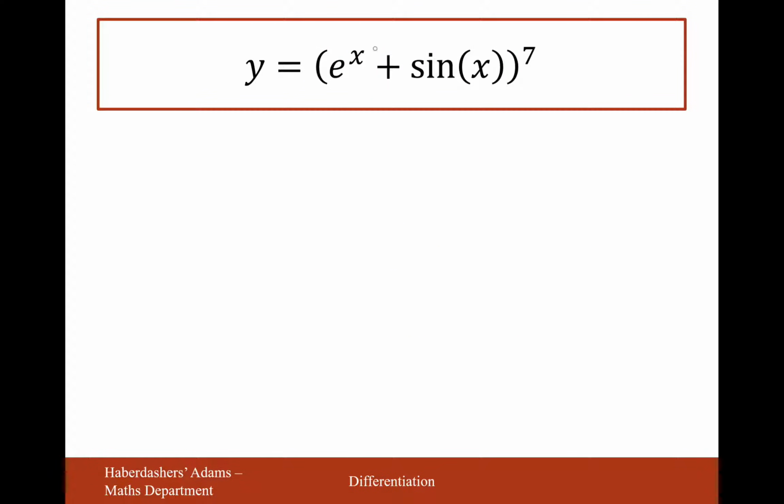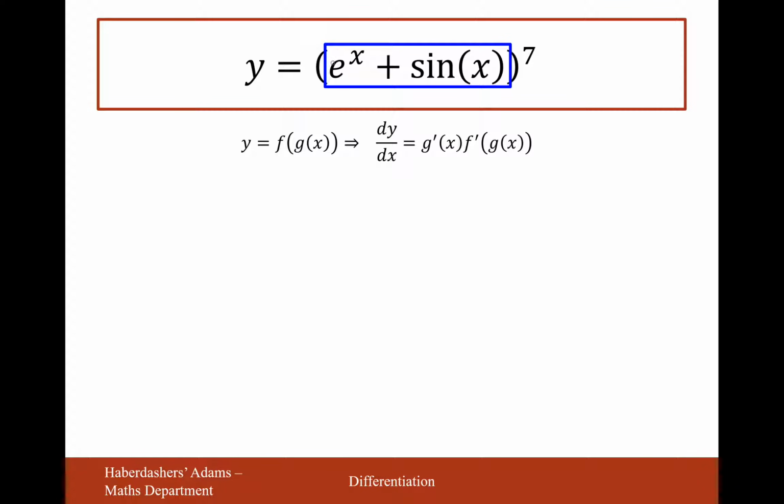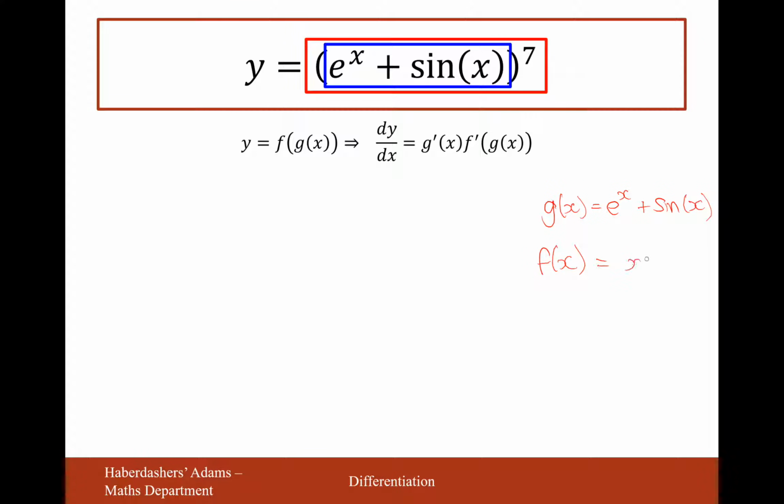Okay, this question is e to the x plus sine x, all to the power of 7. Well, this is another chain rule. The inside function here is this part here, e to the x plus sine x, and the outside function is the power of 7. So let's just write that down. The inside function is e to the x plus sine x, and the outside function is the power of 7. So that's x to the power of 7.